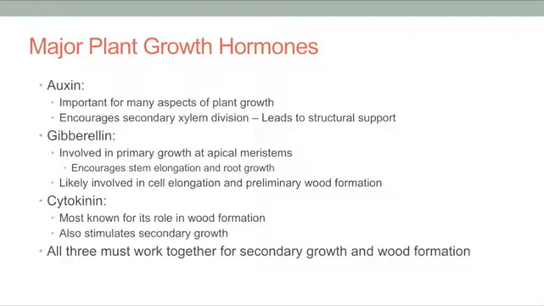Auxin, among other things, is important for cell expansion and vascular differentiation. Reducing the concentration of auxin in a tree will reduce cell division in the secondary xylem. This indicates that auxin plays a role in cell differentiation and division.